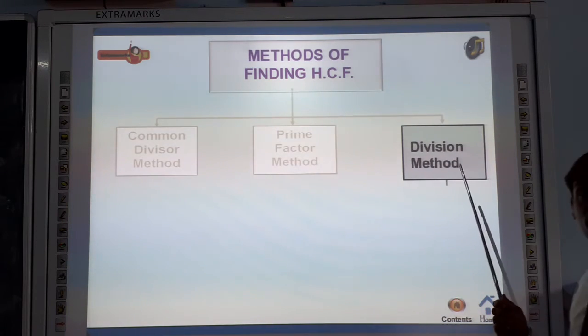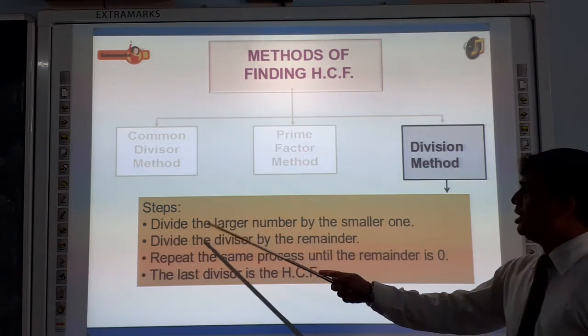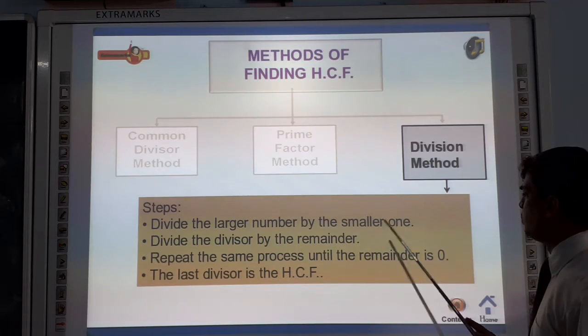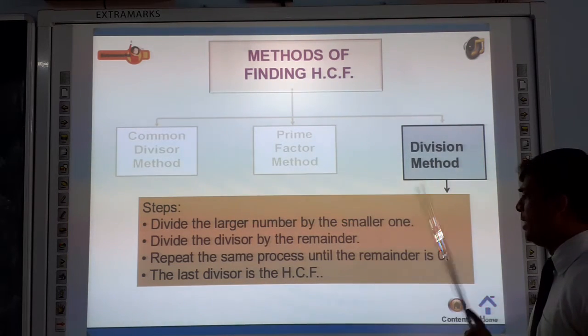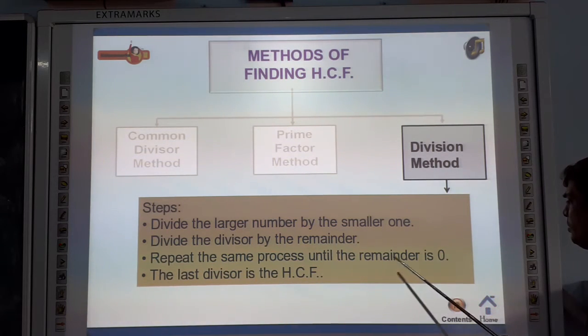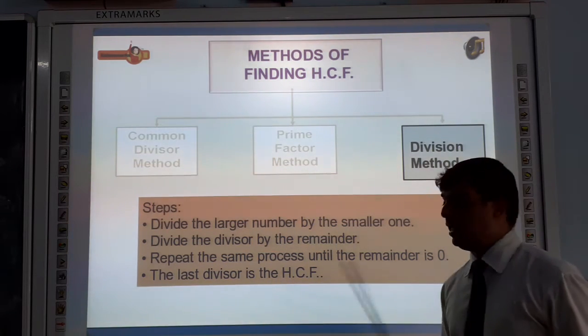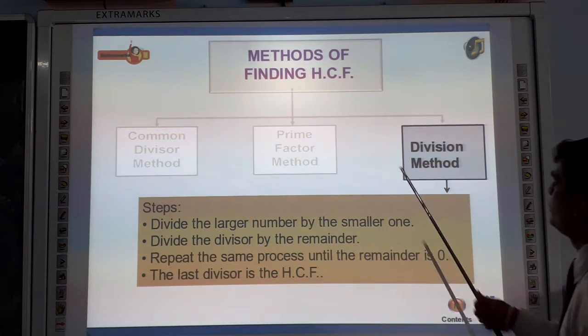Now next method, division method. Steps: divide the larger number by the smaller one. Next, divide the divisor by the remainder. Next, repeat the same process until the remainder is 0. And last, the last divisor is the HCF. Okay.